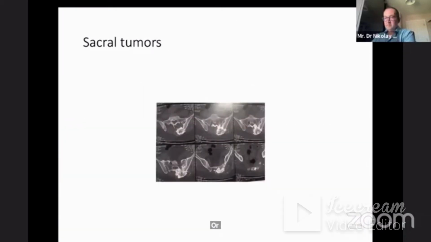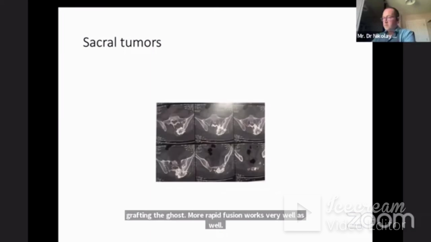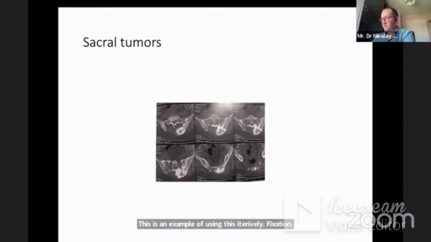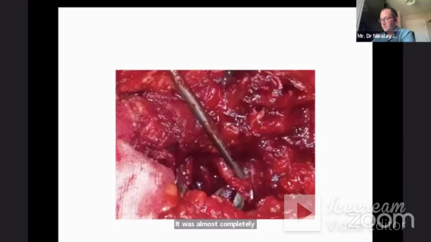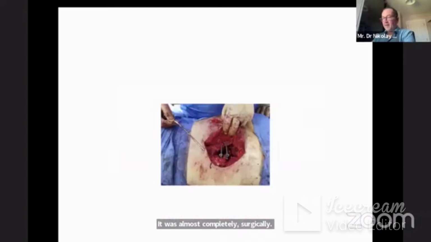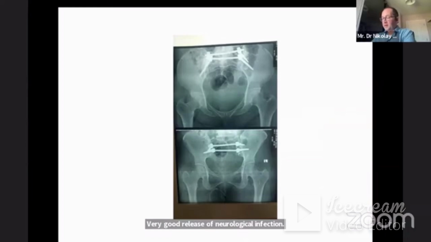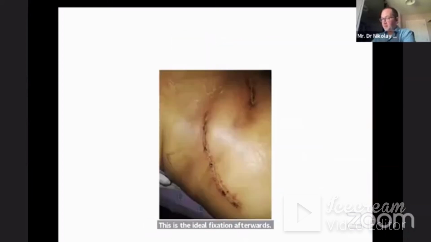This is an example of using this ilioiliac fixation after partial sacrectomy for sacral tumors. This is a chondrosarcoma case. It caused both L5 and sacral root compression, and it was almost completely removed surgically, with very good recovery of neurological function. And this is the ilioiliac fixation afterwards, with follow-up X-rays, and the fixation is accepted even for such a huge tumor.